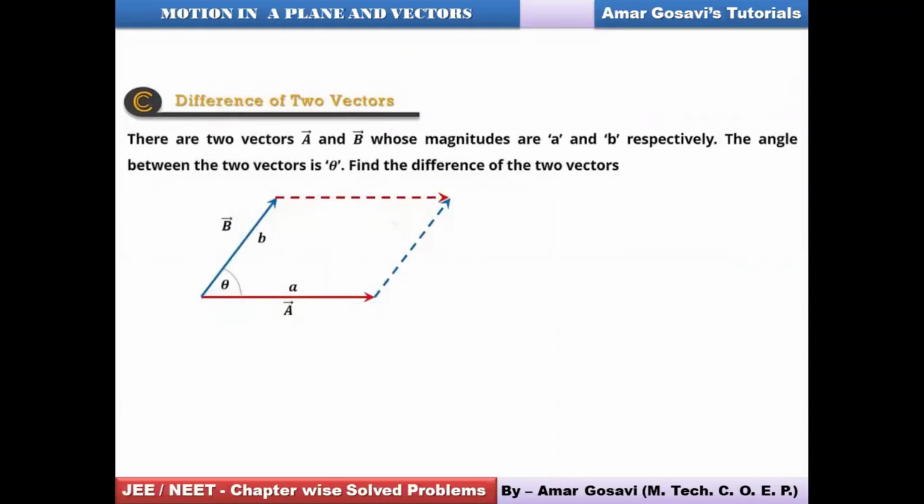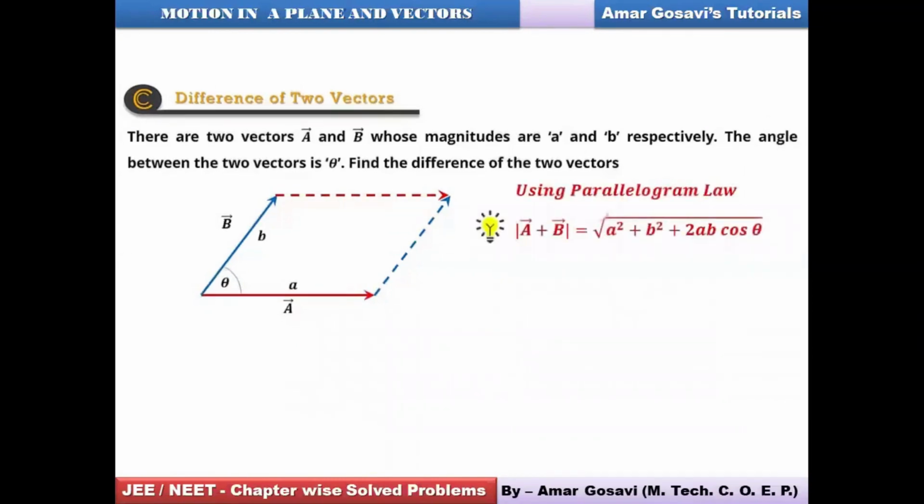Now, if I want to find the difference between the two vectors, that was the sum. Now I want to find the difference. So again, we are talking about the same two vectors, a bar and b bar. The angle between the two vectors is theta. Small a is the magnitude of a bar, and small b represents the magnitude of vector b bar. Now you are supposed to find the difference between the two vectors. So what are you supposed to do using the parallelogram law? Using the parallelogram law, we know the magnitude of a bar plus b bar will be given as root of a square plus b square plus 2ab cos theta. This is something which we have derived right now.